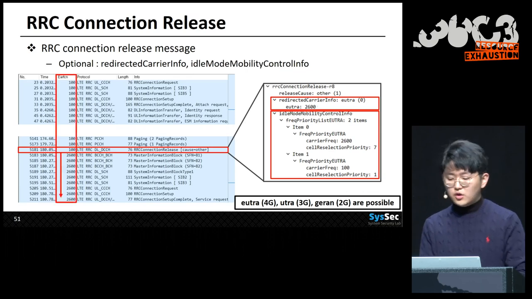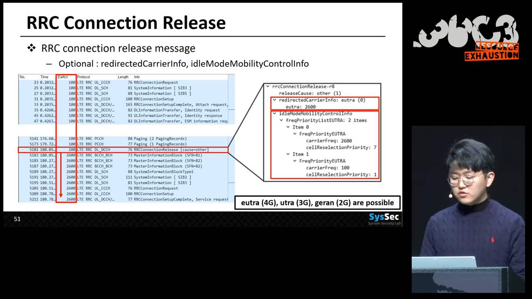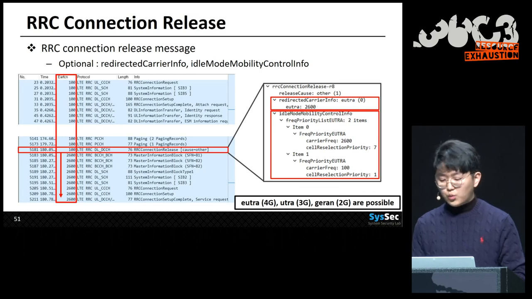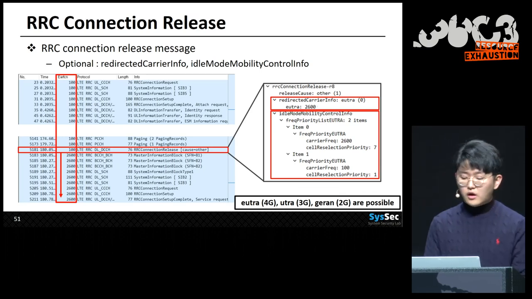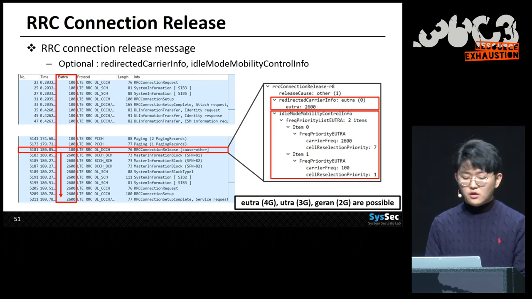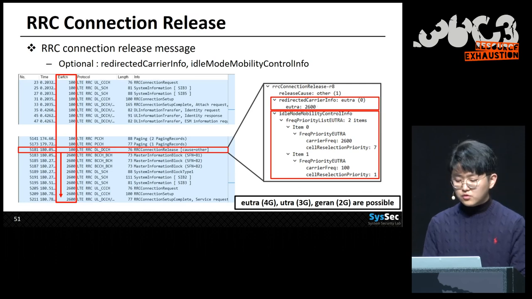The figure actually shows that the UE is redirected to another base station after receiving an RRC connection release message with a redirected carrier info field and idle mode mobility control info field. You can see that the radio frequency channel number representing the communication frequency of the base station has changed from 100 to 2600. So, if the attacker can inject this message to the victim UE, the attacker can force the victim UE to move to the fake base station.